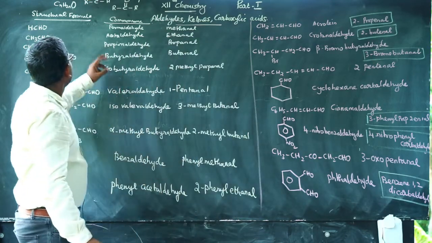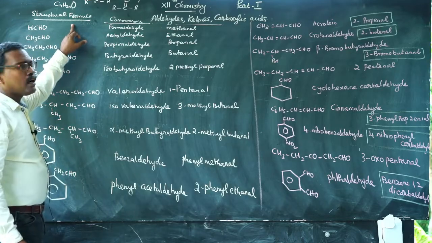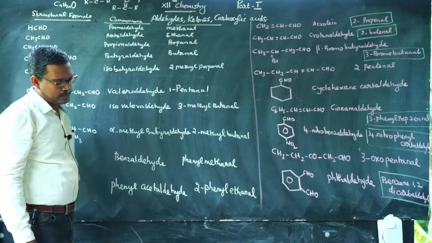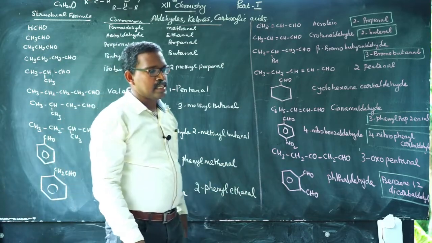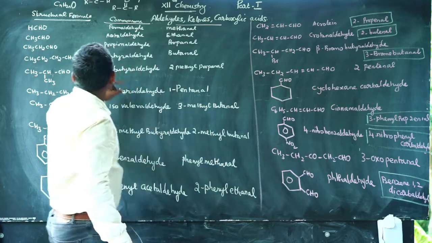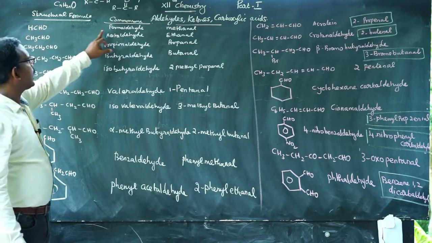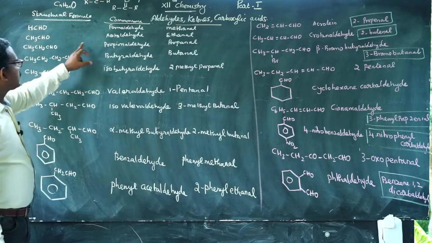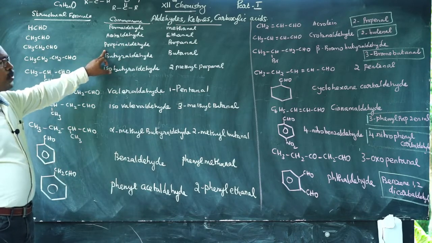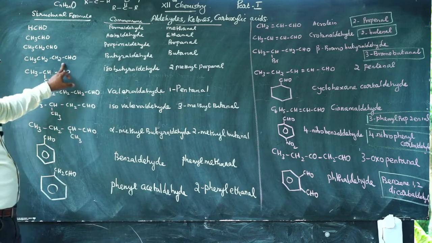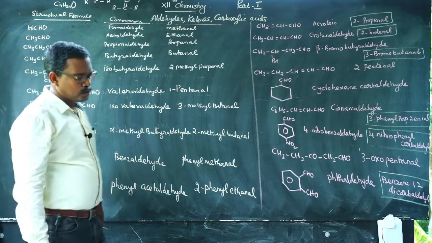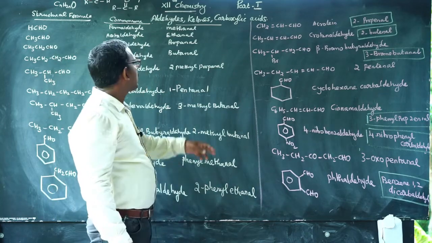Listen, the common names of aldehydes are generally obtained from the corresponding carboxylic acid. From the carboxylic acid, the 'ic acid' is replaced by 'aldehyde'. The simplest members are formaldehyde and acetaldehyde, CH3CHO, propionaldehyde, butyraldehyde, isobutyraldehyde.